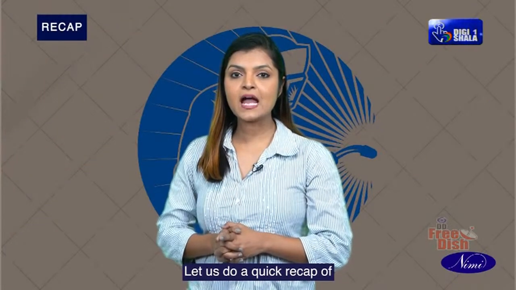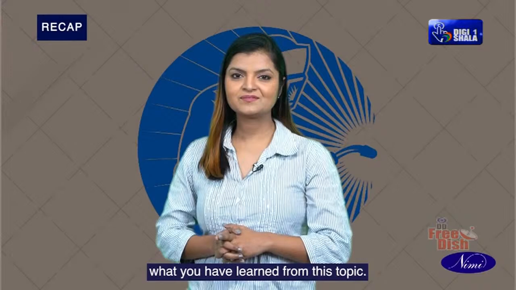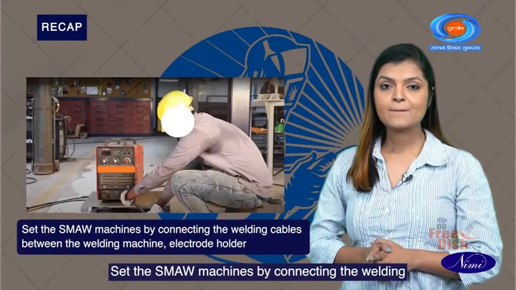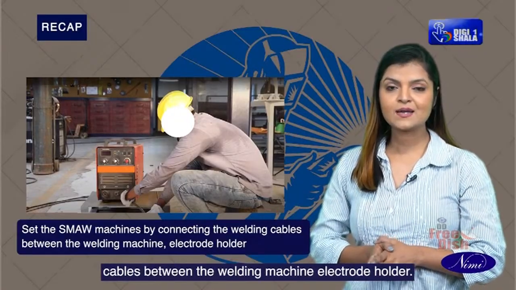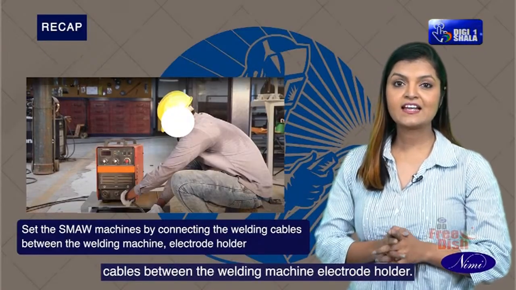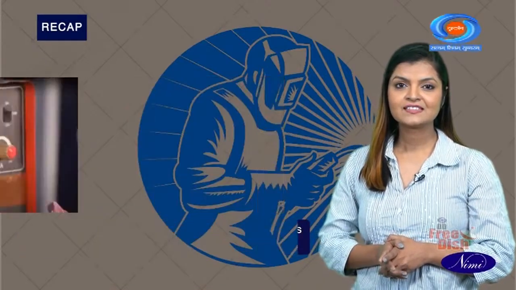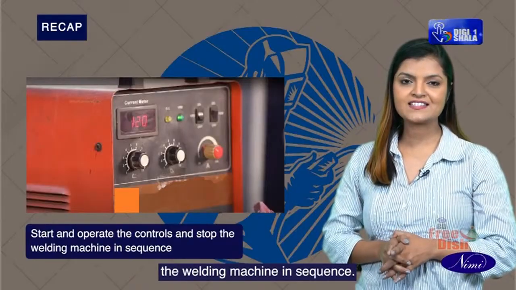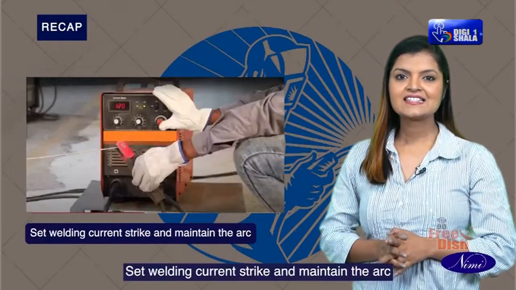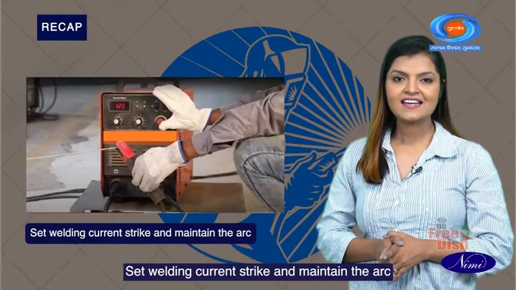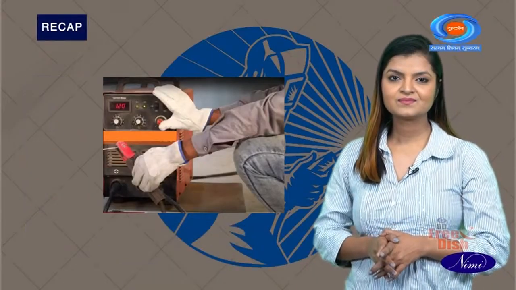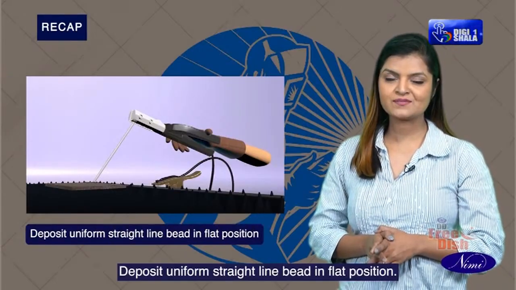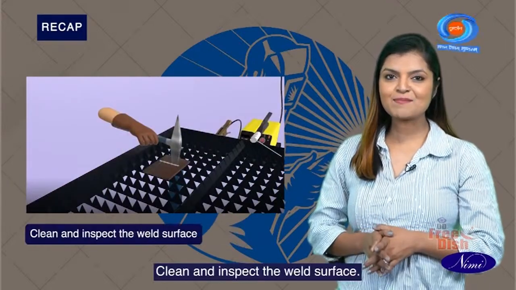Let us do a quick recap of what you have learned from this topic. Set the SMAW machines by connecting the welding cables between the welding machine, electrode holder. Start and operate the controls and stop the welding machine in sequence. Set welding current, strike and maintain the arc. Deposit uniform straight line bead in flat position. Clean and inspect the weld surface.